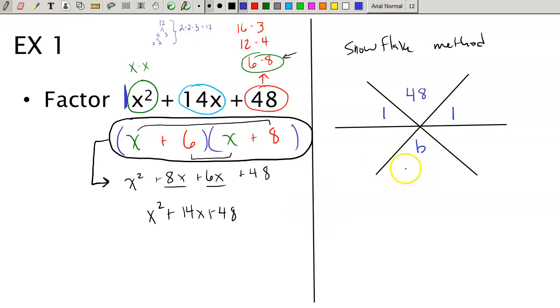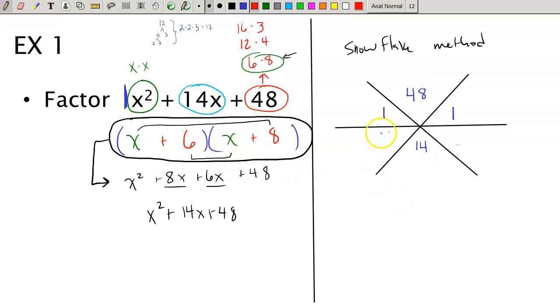The B term is just 14. So I would just, right here, put a 14. Then in these spots, here and here, we're going to think about what is going to multiply up to 48 and will add up to 14. Kind of the same way we did down here.